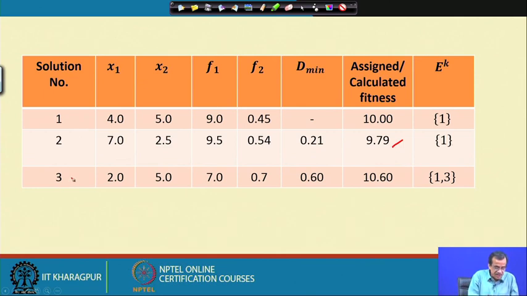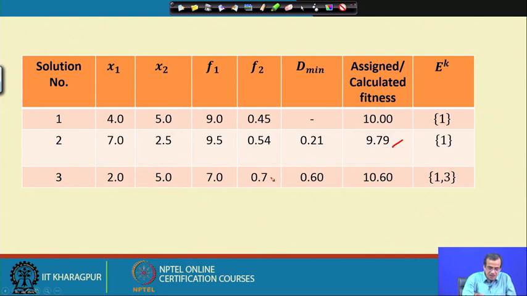Now, let me concentrate on another solution, that is the third solution, and once again this is selected at random, the values of x 1 and x 2 lying within the respective ranges, and very easily I can find out f 1 is x 1 plus x 2, f 2 is 1 by x 1 plus 1 by x 2 is 0.7, and now I will have to compare the values corresponding to solution 3 with that of solution 1, that is the non-dominated one, in terms of both f 1 and f 2.